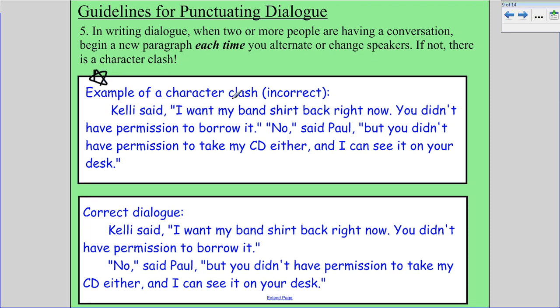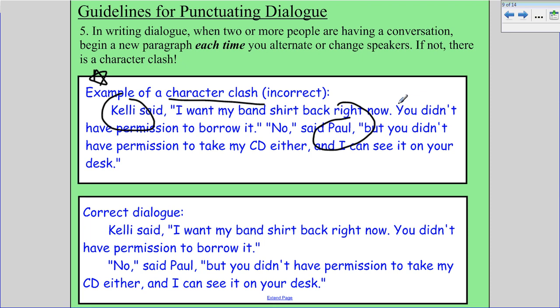Kelly said, "I want my band shirt back right now. You didn't have permission to borrow it." "No," Paul said, "but you didn't have permission to take my CD either, and I can see it on your desk." Here we have a clash of characters. We have Kelly, and we also have Paul talking, and we have all their dialogue all at once, which can make it very confusing for the reader.